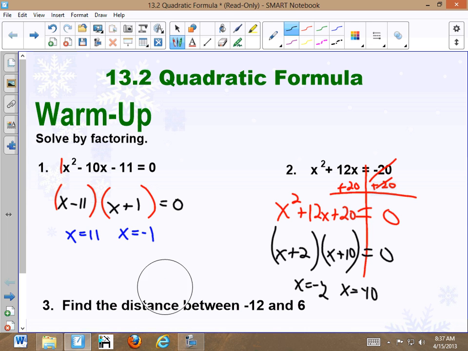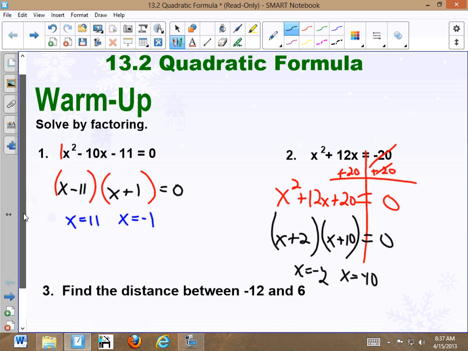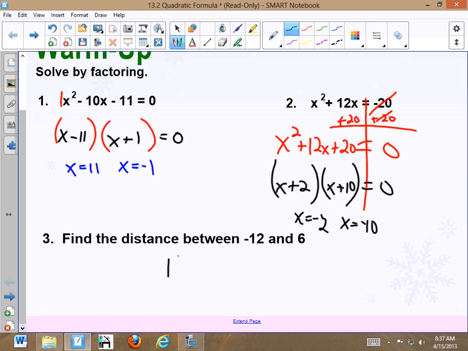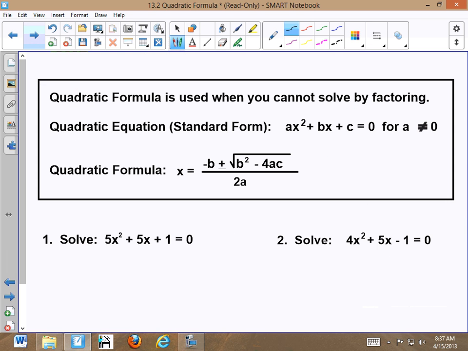What is the distance between negative 12 and 6? That's going to be 18. There are 18 numbers between negative 12 and 6. Distance is always positive. I'll tell you right now, that will be on the CRT. Half of you will get it wrong because you'll pick negative 18. Distance is always positive. Always, always, always.